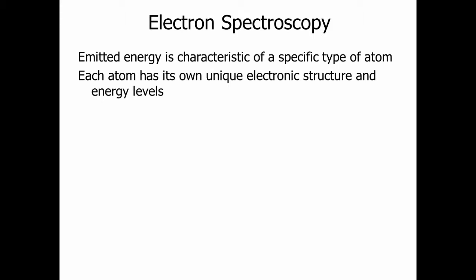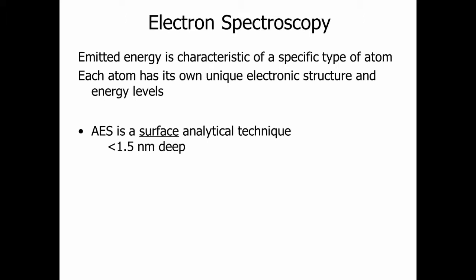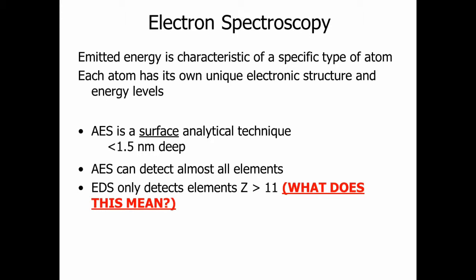So again, the emitted energy is characteristic of a specific type of atom because every atom has its own unique electronic structure. So AES, Auger electron spectroscopy, is best used as a surface analytical technique. When you're going less than a nanometer and a half deep, it can detect almost all elements, versus EDS, which only detects elements that have a Z greater than 11.